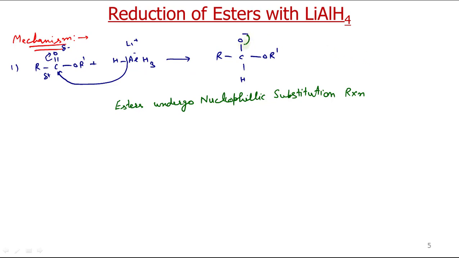These electrons will come here, and these will go here. So we will get R C double bond O H, aldehyde, minus R dash O negative. Now it can abstract a proton from some protic solvent, or under acid condition it can gain a proton to give you alcohol R dash OH. Now the rest of the mechanism is the same.